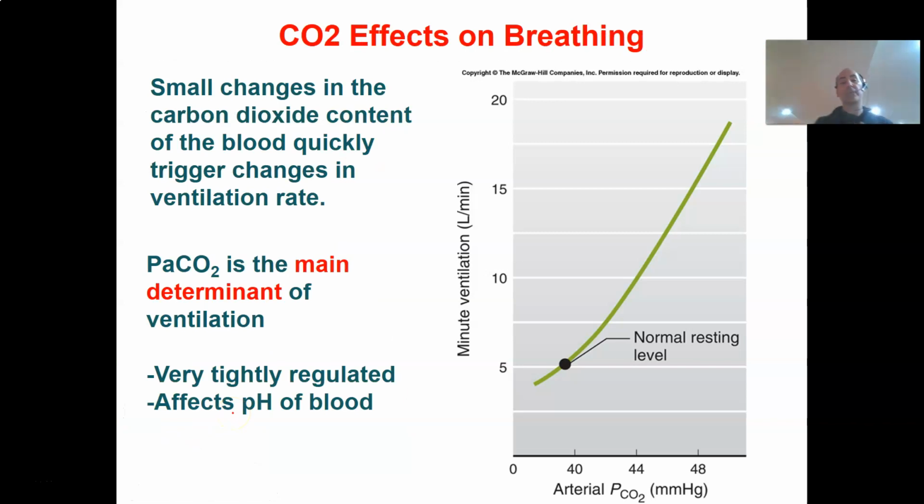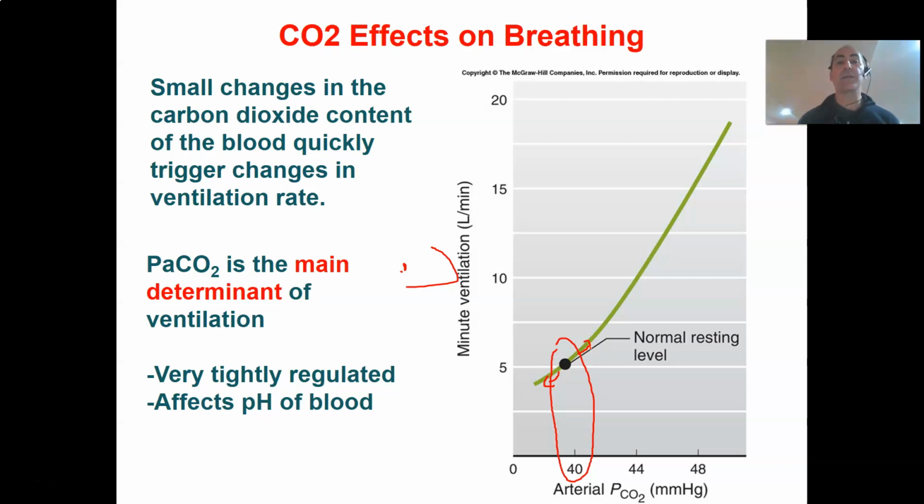Here's a graph, another one you have to memorize. CO2 effects on breathing. Again, you have minute ventilation on the y-axis. In this case, you have the arterial PCO2 on the x-axis. Remember that for most people, arterial PCO2 sits at about 40. Now, unlike the O2 graph, small changes in either direction will have large effects on breathing rate.